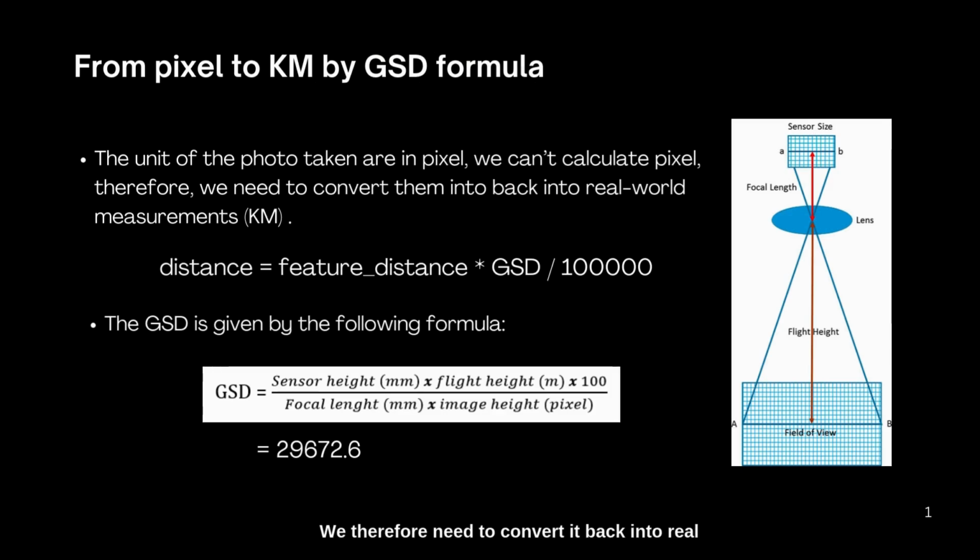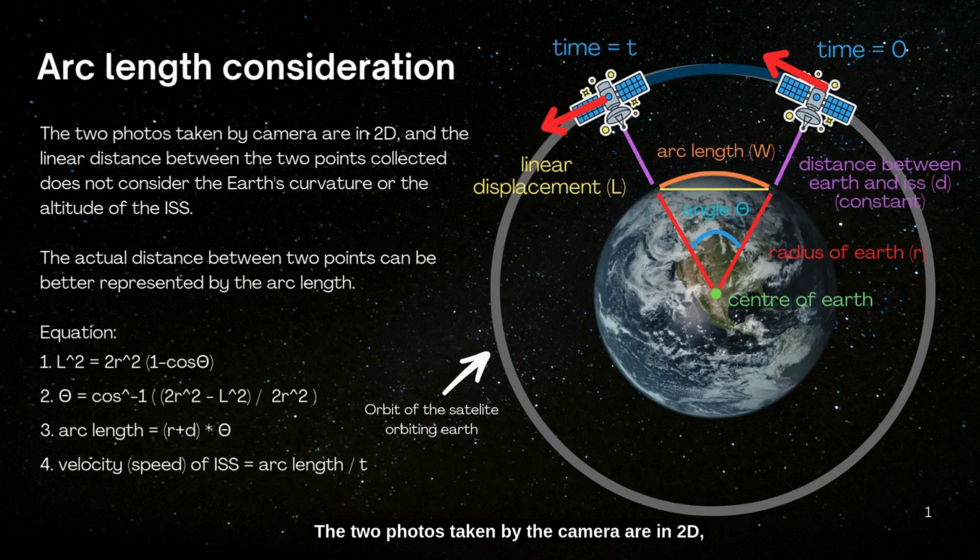We therefore need to convert it back into real-world measurements using the GSD formula, which is displayed on the screen. Since the image sensor is Sony IMX219, the GSD is approximately equal to 29,672.6.